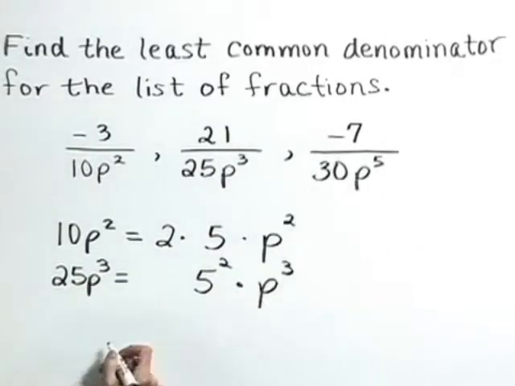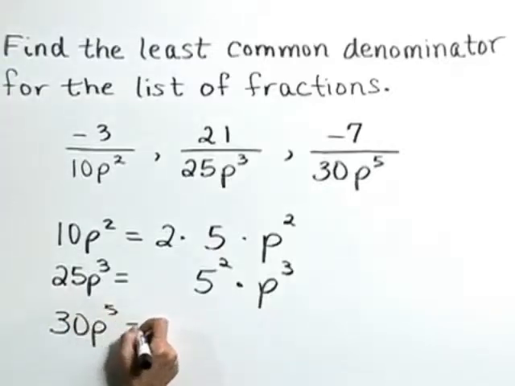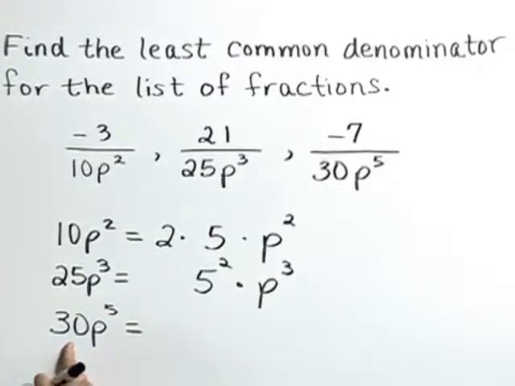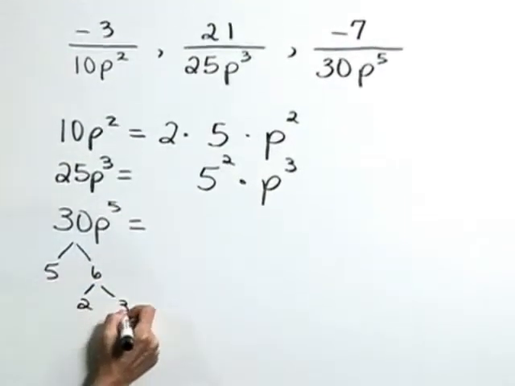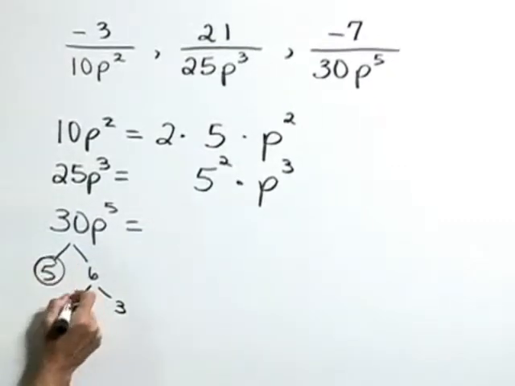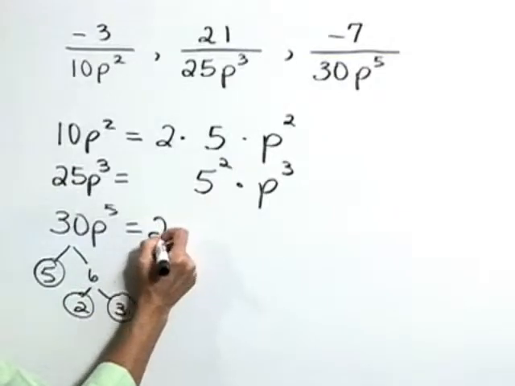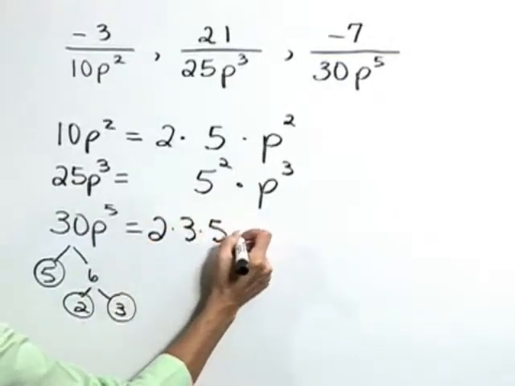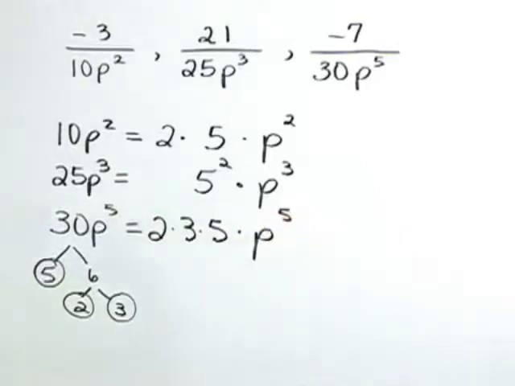Our last denominator is 30p to the fifth. We want to write 30 in its prime factored form as well. I'm going to use a factoring tree. 30 is 5 times 6. 6 is 2 times 3. So in prime factored form, 30 is 2 times 3 times 5. And this expression also has in it p to the fifth.